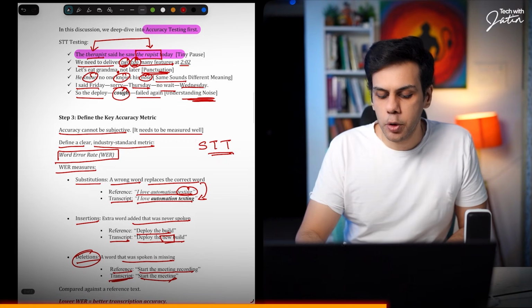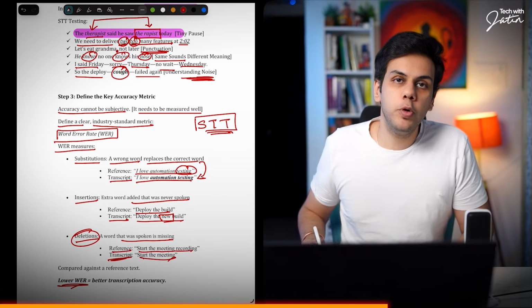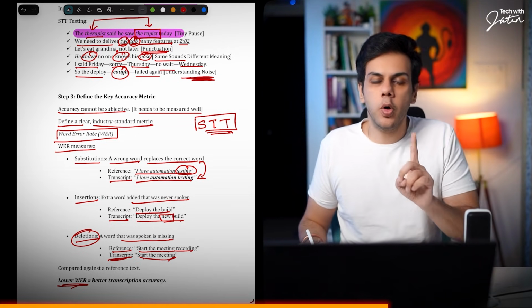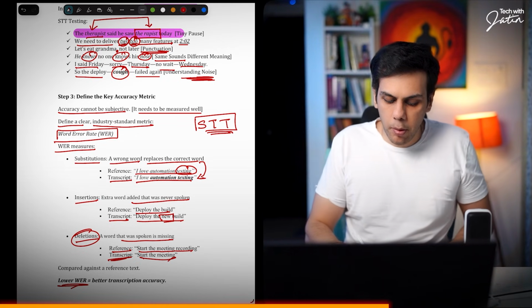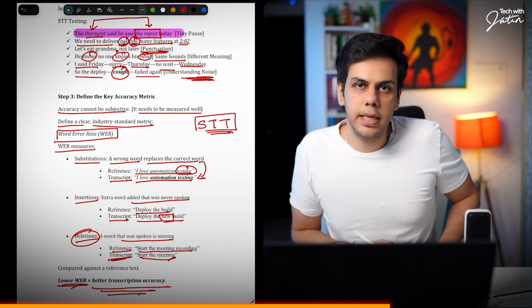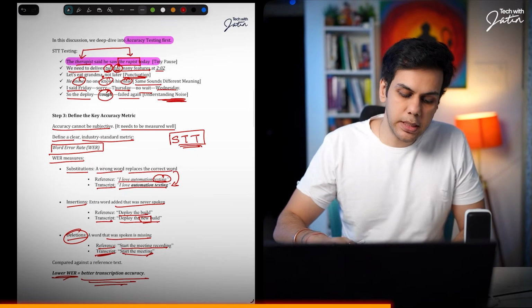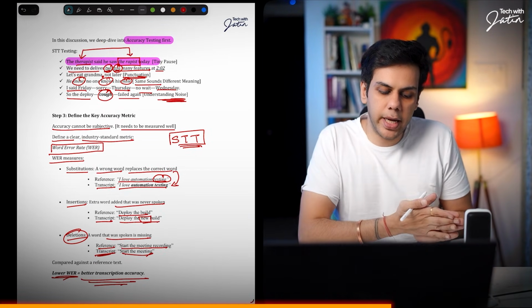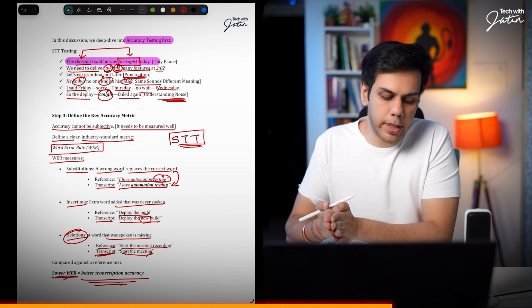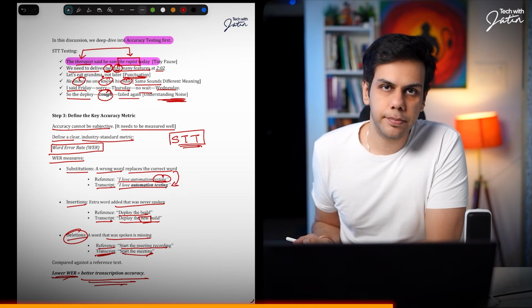So whenever you are testing the STT, a lower WER, word error rate, is always going to be better. So better transcription accuracy will be achieved. Is this part making sense to everyone? Perfect. So this is going to be step 3, where we define the key accuracy metric. And for us, it is going to be the lower WER rate.